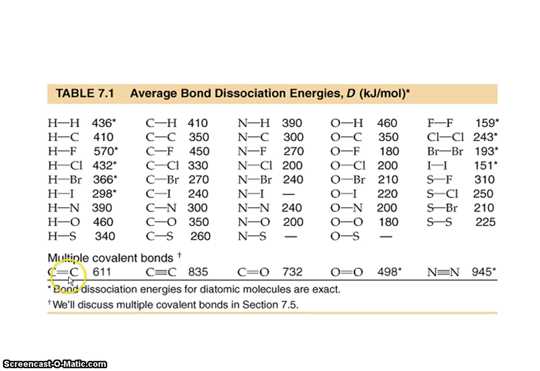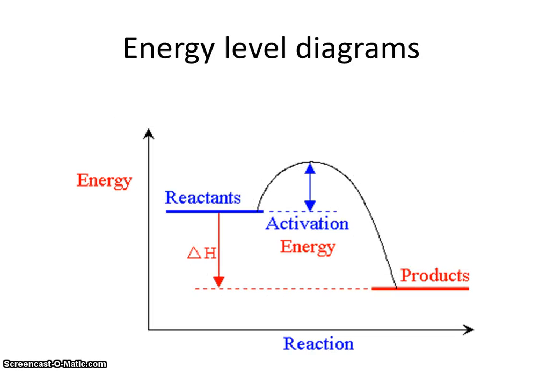Notice the carbon-carbon multiple bonds. A triple bond has more energy than a double bond, 835 to 611. You might recall that from our study of chemical bonding.